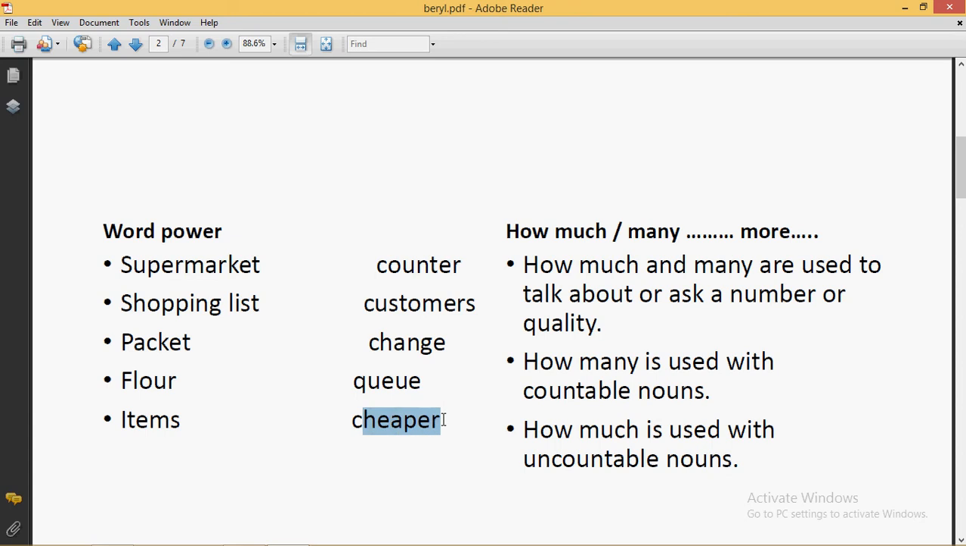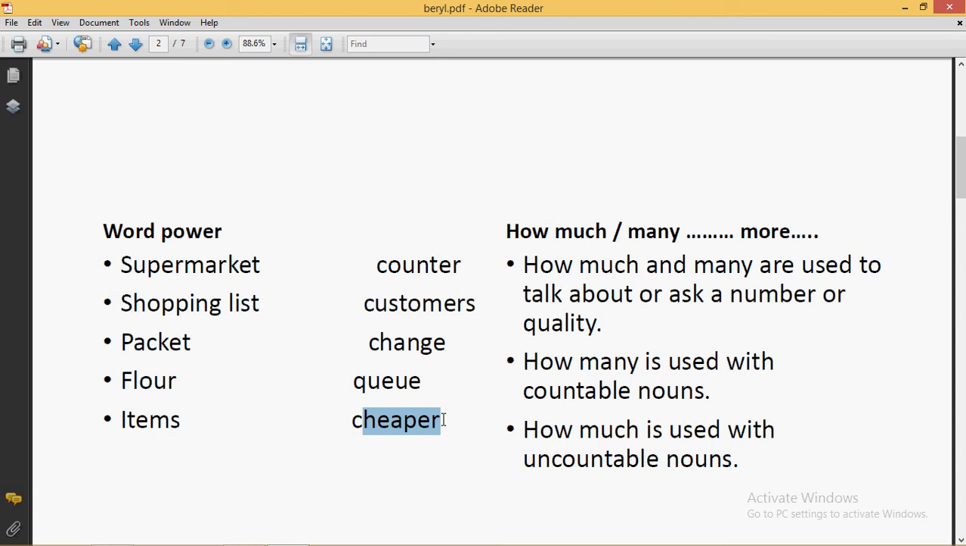Cheaper. What is cheaper? Cheaper is the opposite of expensive. When people are selling things, we have cheaper things and expensive things. Always when we are doing business, some people don't sell things at the same rate. Everybody sells his or her own things at their own prices.